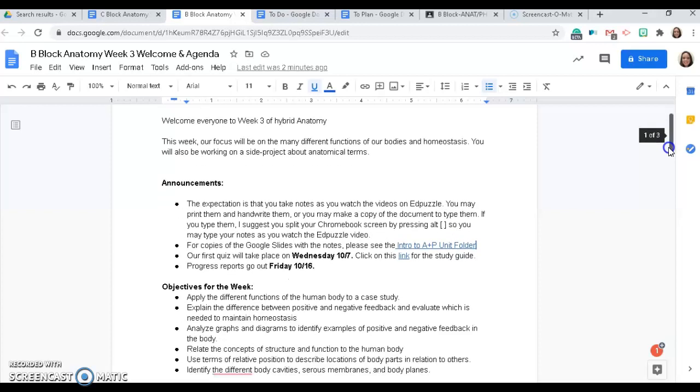All right, so this week, our main focuses are going to be all about homeostasis and the different functions of the human body, and you will also be working on a side project about anatomical terms.